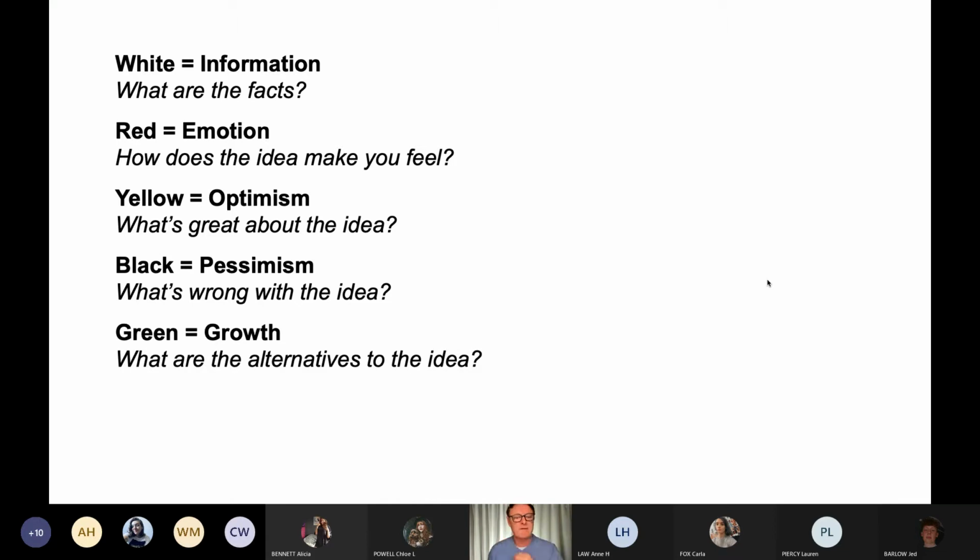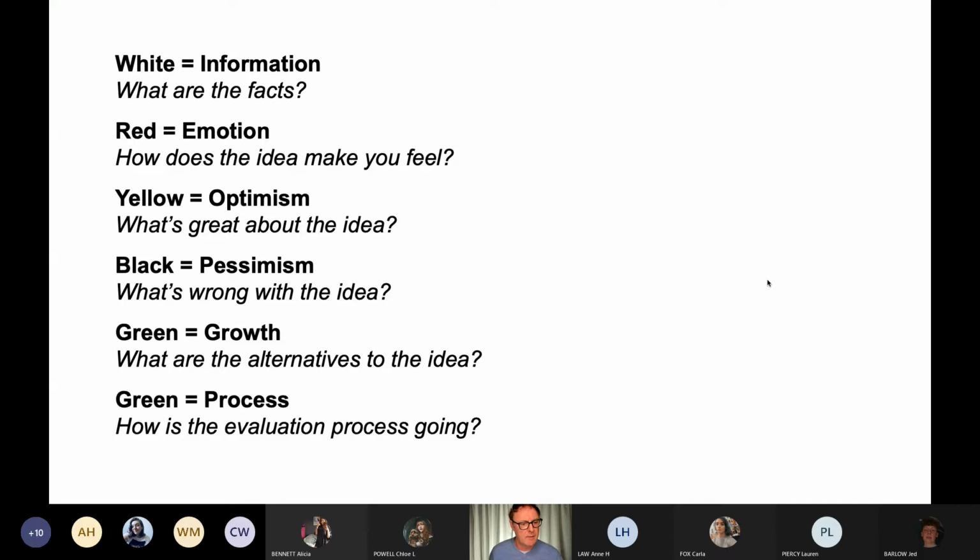What are the alternatives to the idea if, say, there's something wrong with it anyway? So keep going backwards and forwards and just simply swapping one hat for another. And how is the evaluation process going? So what you're doing is you're evaluating the worth of your idea, and measuring it up against expectations.